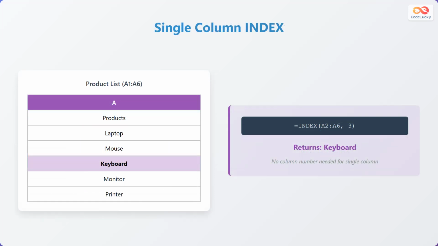Let's examine a single column index example. We have a product list ranging from A1 to A6. The list contains the items products, laptop, mouse, keyboard, monitor, and printer. If we want to retrieve an item from this single column, we can use the formula =INDEX(A2:A6, 3). It will return the value keyboard. Note that no column number is needed for a single column.